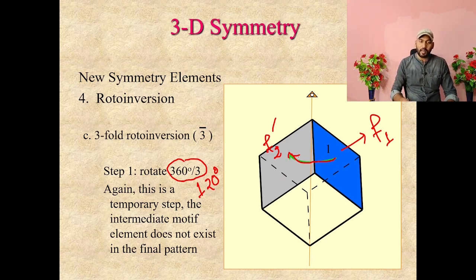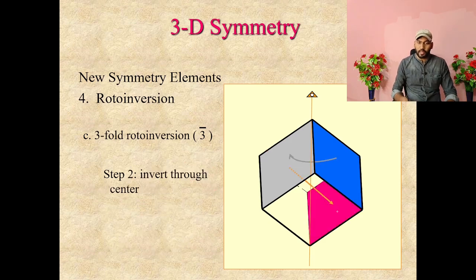So from here we have to invert again through the center. So it will come here. This is F1, the blue one, and F2 is the pink one. What we have done is we have rotated 120 degrees because it is threefold, meaning after 120 degrees we should get another phase. Then we inverted it through the center, so it became F2 here.